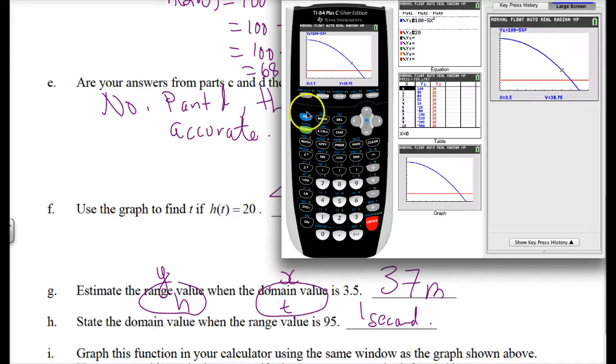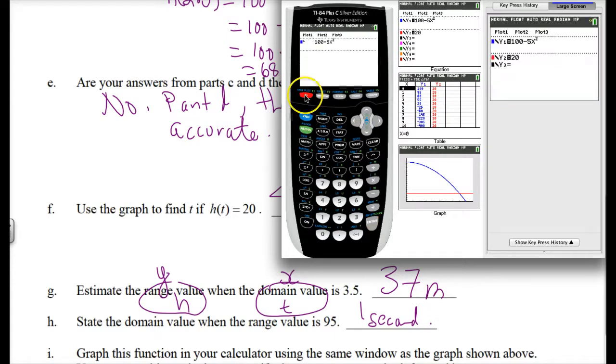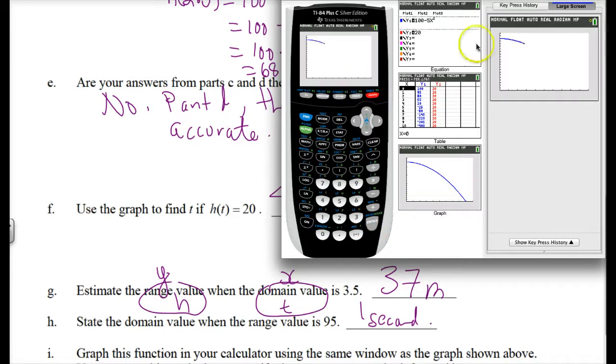State the domain value and the range value when the range value, or the y value, is 95. So let's clear this out and put in 95. Hit enter. Graph. Watch the graph. First it's graph 1, y1, and then y2. And we want the intersection, although we can see it in the table, I think, or we will.